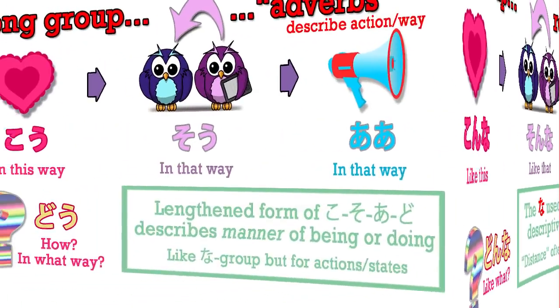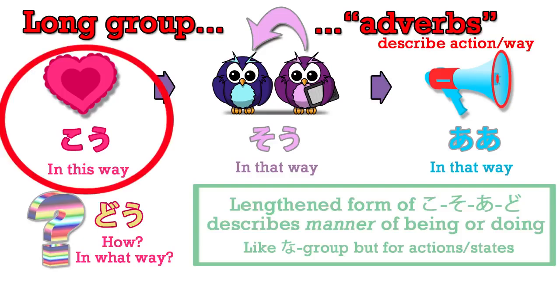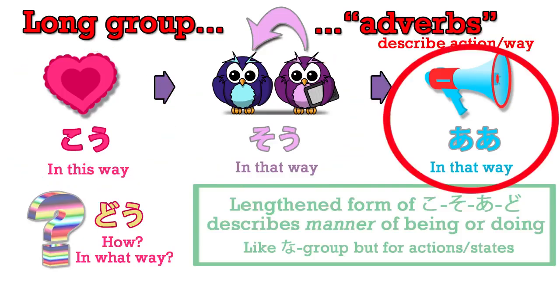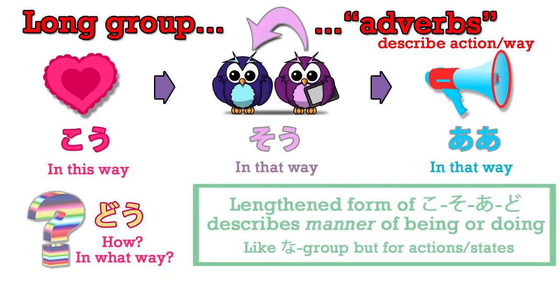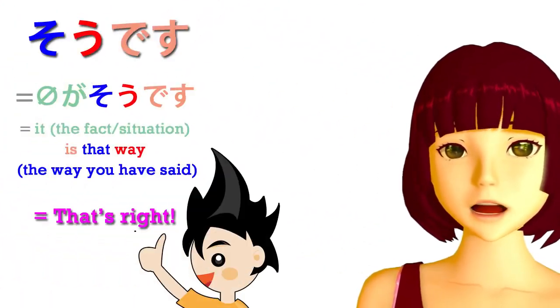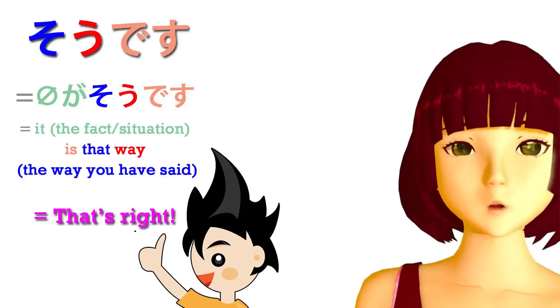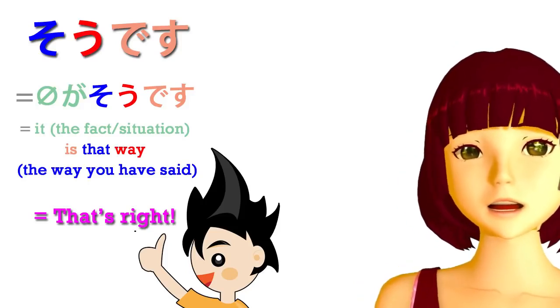Now, when we use ko, so, a, do on their own and lengthen them with er, koi, in the case of a with an extra fa, then we become ko, so, da, do. Then we are talking about the way something is or happens. So when we say so desu ne, we're saying, that's right, isn't it? So what we're really saying is so desu, it is like that.